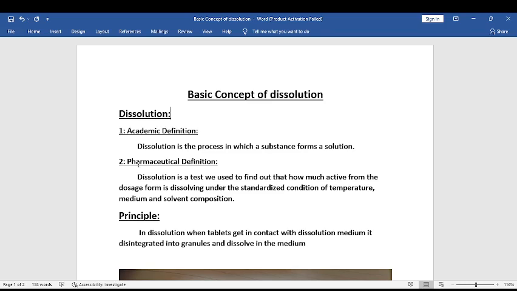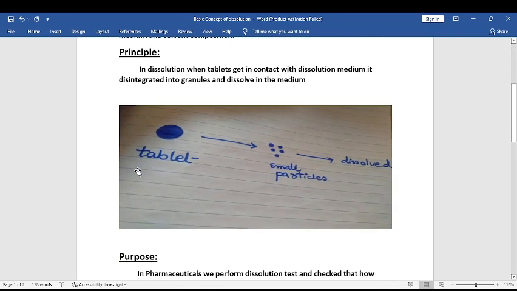Now, what is the principle of dissolution? How does a tablet form into solution? So I tried to explain it with this picture. If you see, in dissolution, when the tablet gets in contact with dissolution medium, it disintegrates into smaller particles, then into granules and then dissolves in the medium.